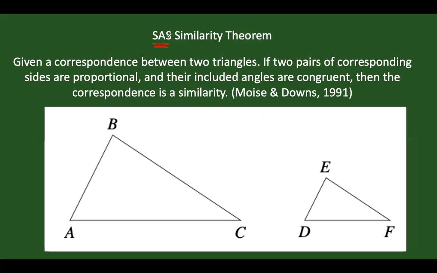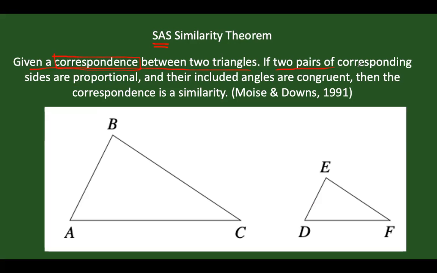All right, and we can also use SAS for proving that the two triangles are similar. However, let's find out what's the difference between SAS in congruence and in similarity. Okay, so let's read. Now, given a correspondence between two triangles, again, there is a correspondence. Okay, there are corresponding sides and angles between the two triangles.